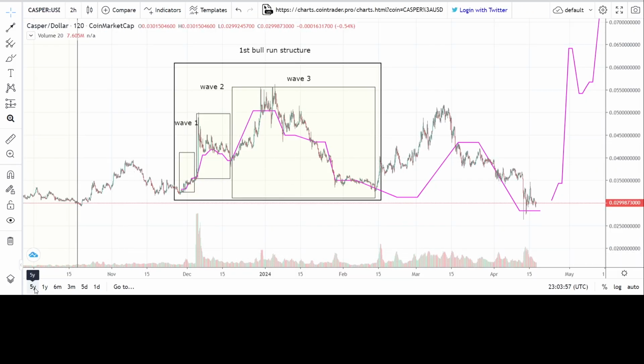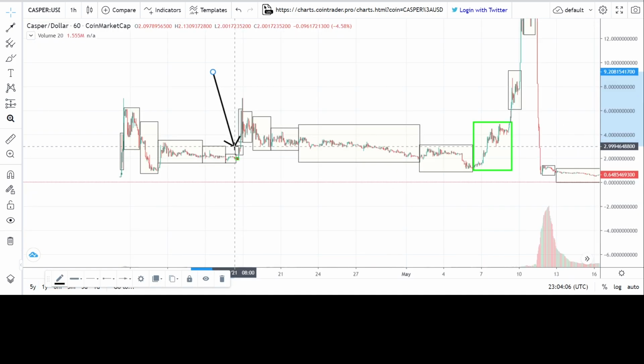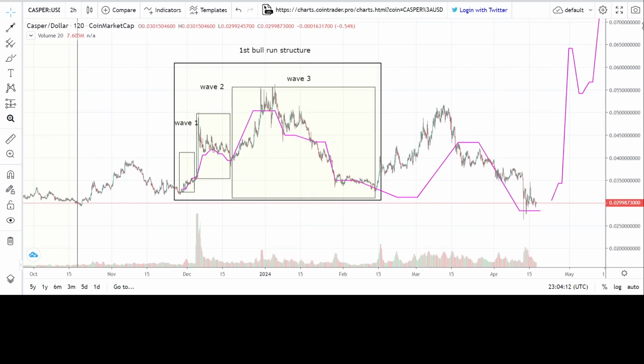As you can see, Casper is going through the structure from over here. It's taking its time. Eventually, it will move up aggressively. How high it moves up, I'm not sure. We'll have to see how it plays out. This is a good test of this macro structure theory. So hold on to your hat, folks. There's good days ahead. This is not financial advice.